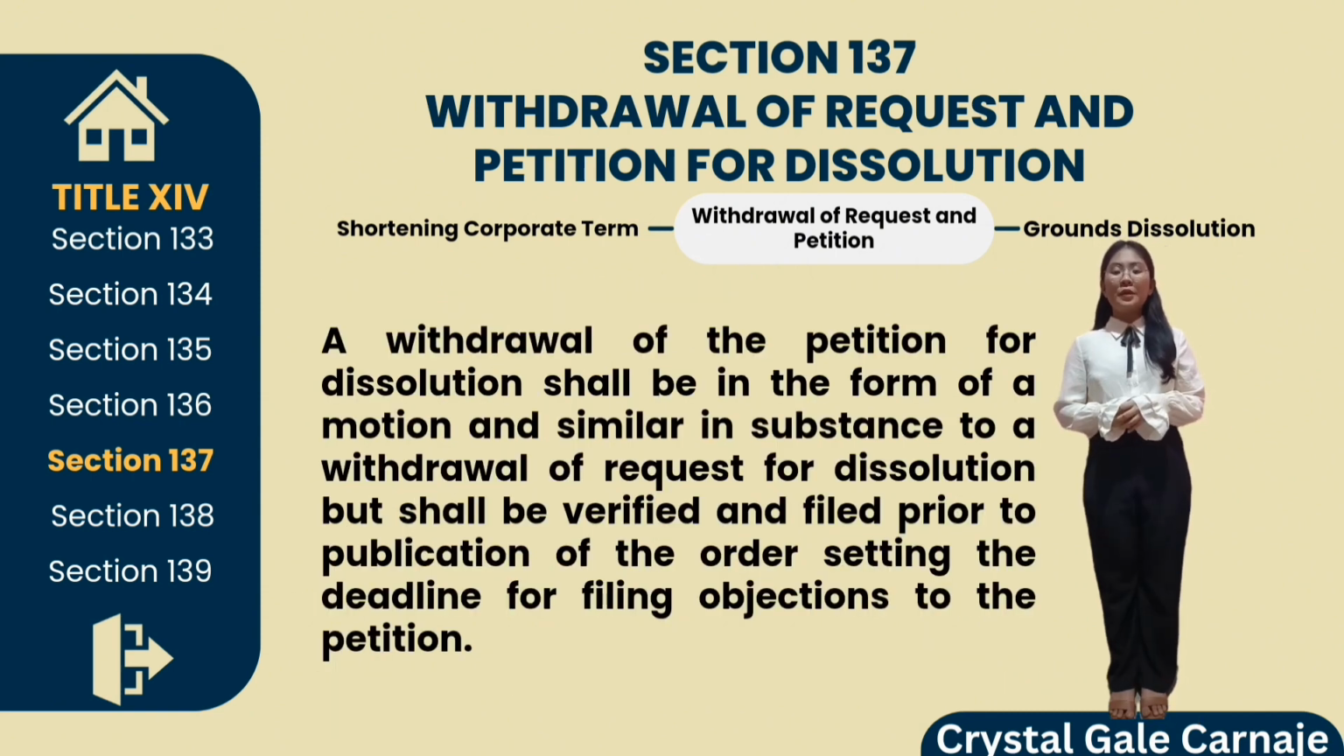Withdrawal of the petition for dissolution is when creditors are affected. A petition may be withdrawn by submitting a verified motion prior to the publication of the order by the Commission setting the deadline for filing objection, but within 15 days of the Commission receiving the petition for dissolution.